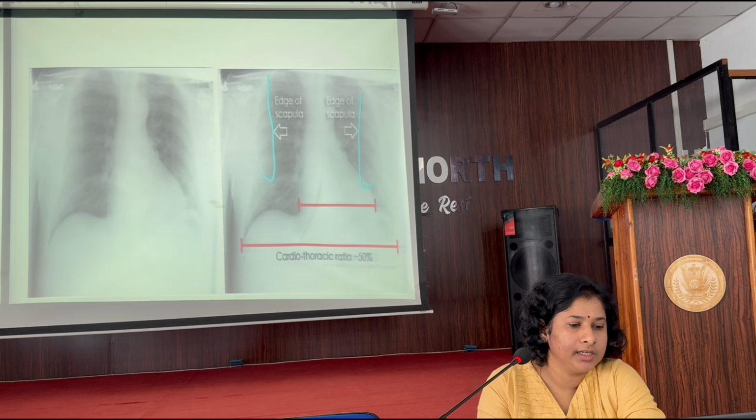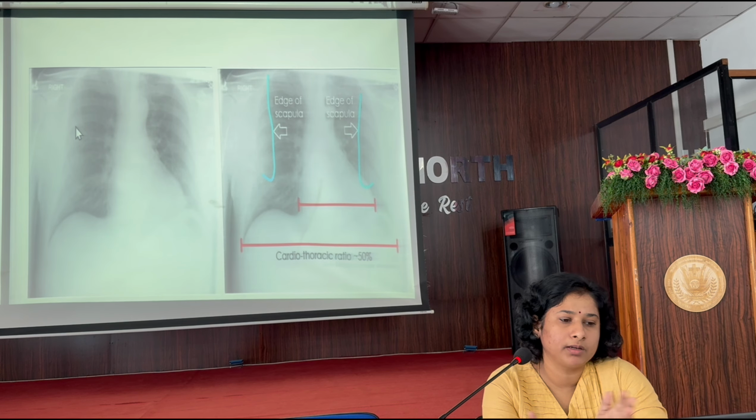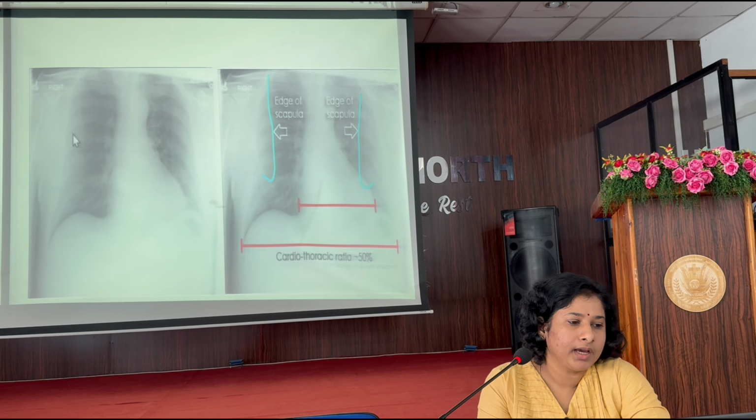As I mentioned earlier, another disadvantage of taking it in expiration is that the scapula won't deviate to the lateral part. Again, it will obscure the lung parenchyma, and that will lead to misdiagnosis.